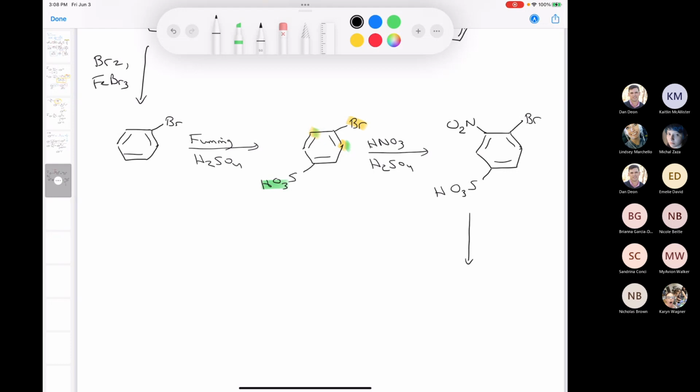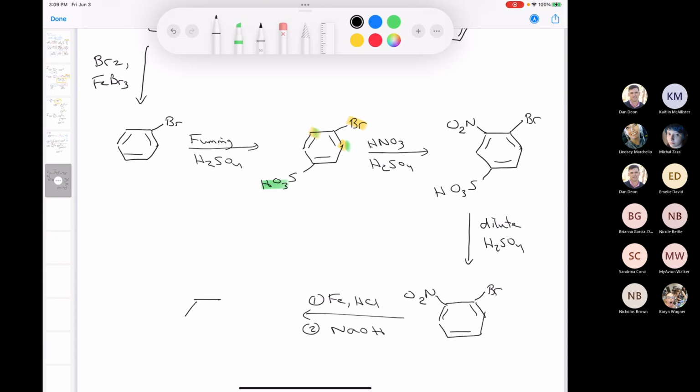So let's start by removing the blocking group. We'll use dilute sulfuric acid, and it gives us the ortho-substituted compound. So we're getting very close. We get our bromine here, our nitro here, and then in the last step, we're just going to reduce it. First step is to use iron and HCl, or you could use zinc and HCl. And then in the second step, we're going to treat that with sodium hydroxide, and that is going to give us the desired product, ortho-bromoaniline.